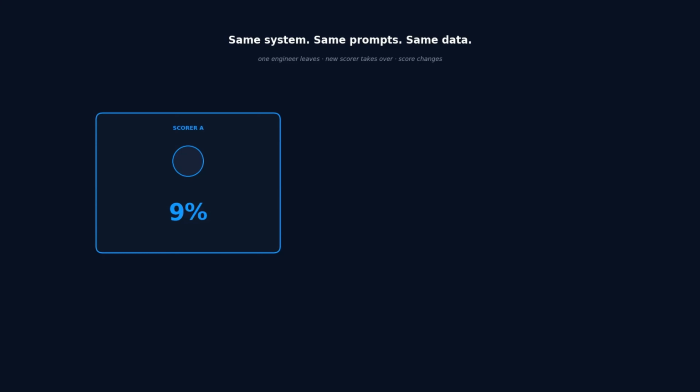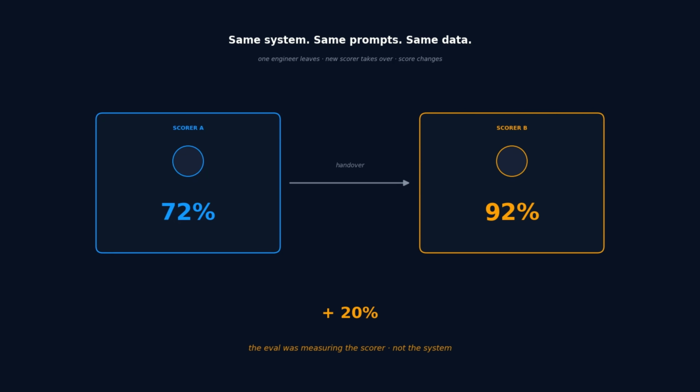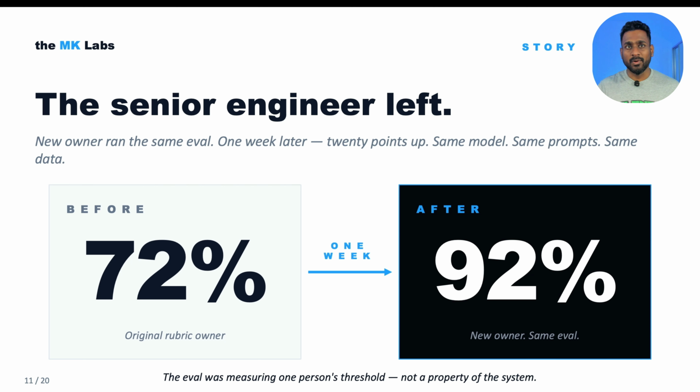Here's the story, right? A senior engineer leaves, new owner runs the same eval one week later, 20 points up. Same model, same prompts, same data. But the score goes from 72% to 92%. That's not a model improvement, that's a measurement problem. The eval was measuring one person's threshold more than it was measuring a property of the system.